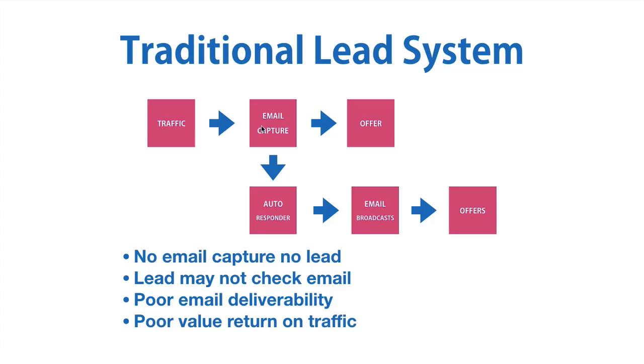In a traditional lead system, you've got an email capture page, and this is where you're going to present the lead with some kind of lead magnet. You're going to offer them something for free so that you can get that magic ingredient. That magic ingredient is the email address. Once you've got that email address, it goes onto your autoresponder so that you can market to them in the future.